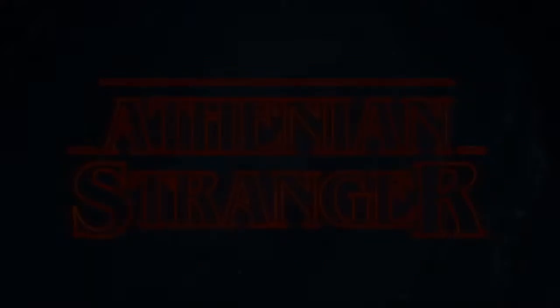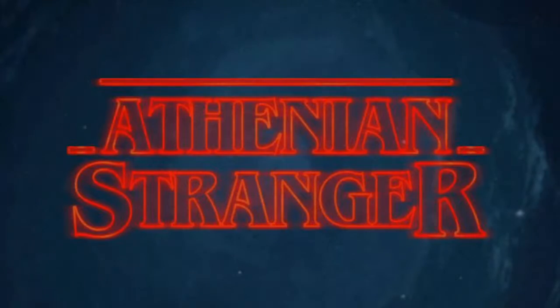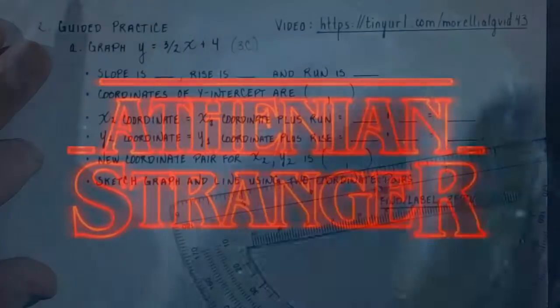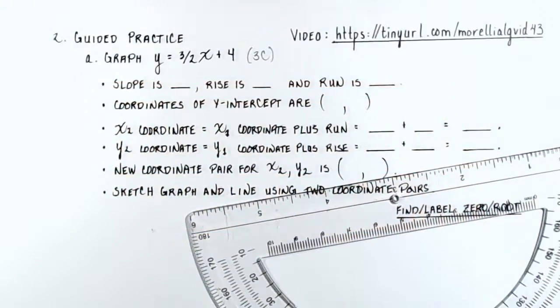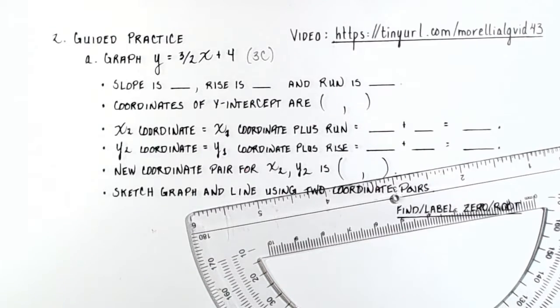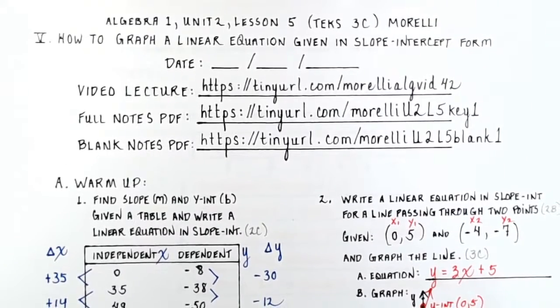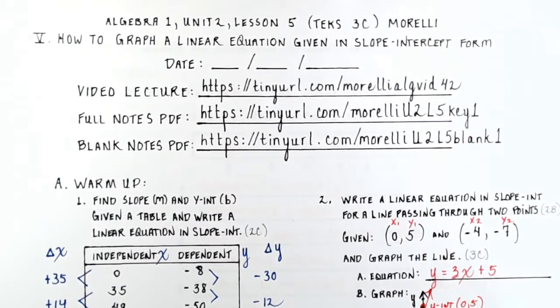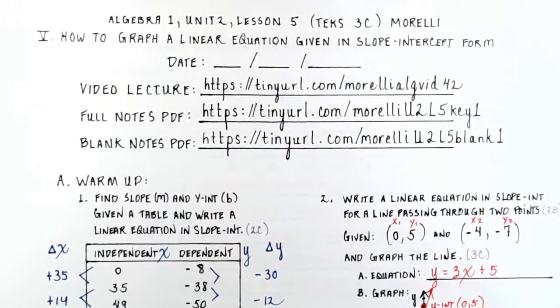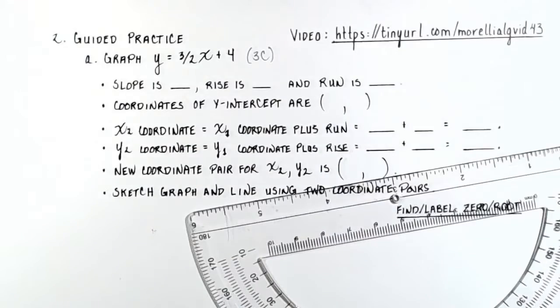Alright, ladies and gentlemen, welcome back to this Athenian Stranger tutorial video where today we will continue our lesson from yesterday with some guided practice. And that lesson from yesterday can be found, of course I'll link it in the description and in a pinned comment, here if you want to pause the video and go back and watch the actual full lecture. So this is the guided practice for how to graph a linear equation given in slope-intercept form.